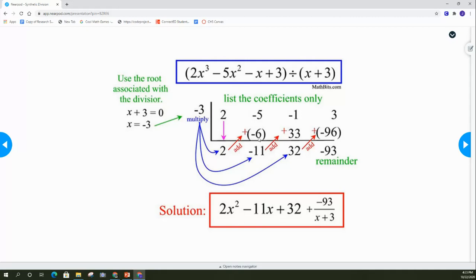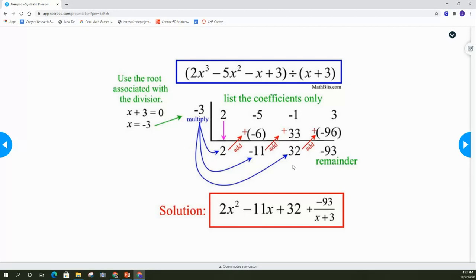Negative 5 plus negative 6 is negative 11. And we multiply. Negative 3 times negative 11 is positive 33. We add negative 1 plus 33, we get 32. We multiply. Negative 3 times 32, we get negative 96. We add, we get negative 93. This last number is our remainder. The next number to the left is the constant term, then the linear term, then the quadratic term, and so on. It would keep going.